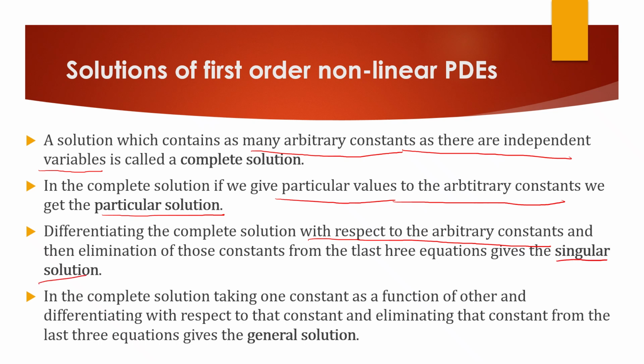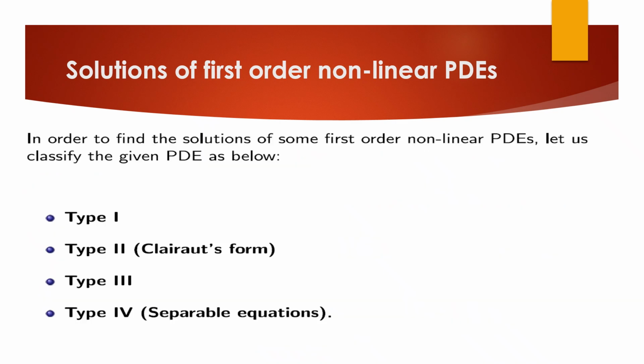And in the complete solution, if we take one constant as a function of the other, differentiate that equation with respect to that constant, and eliminate that constant from the last two equations, we get the general solution. So here we are going to classify our nonlinear PDE as follows: type 1 PDE, type 2 PDE, type 3 and type 4. Here type 2 PDE is known as Clairaut's form. So now let's see how to solve type 1 PDE.